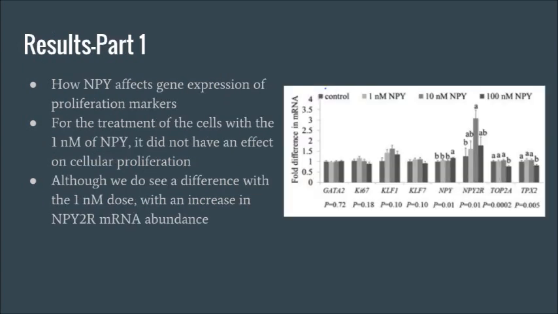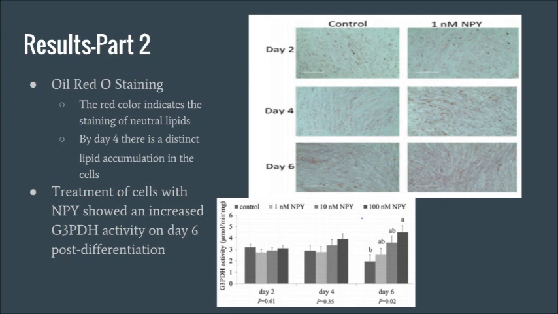So this graph shows how NPY affects gene expression of proliferation markers. The treatment of the cells with 1 nanomole of NPY did not have an effect on cellular proliferation, although we did see one difference with this dose, an increase in neuropeptide Y receptor subtype 2 mRNA abundance. The first figure shows oil red O staining.